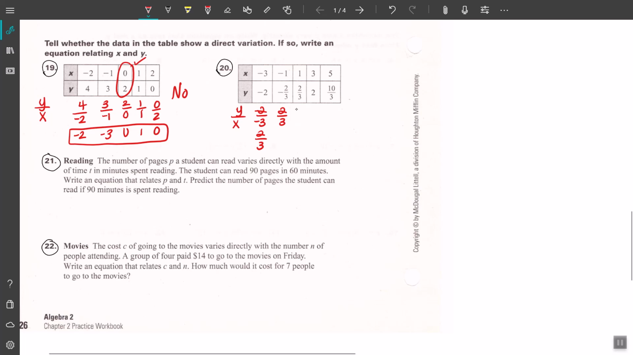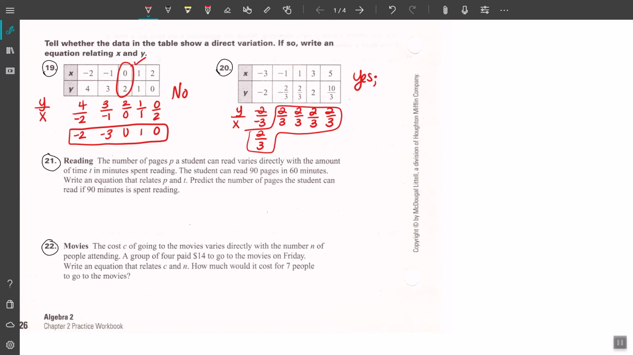Over here, 2/3 divided by 1, again 2/3. Here we set y, which is 2, over x, which is 3, 2/3, and then 10/3 divided by 5, again will give you 2/3. So all of these, including that one because I had to reduce it, are the same. Because they're all the same, that means we do have direct variation.